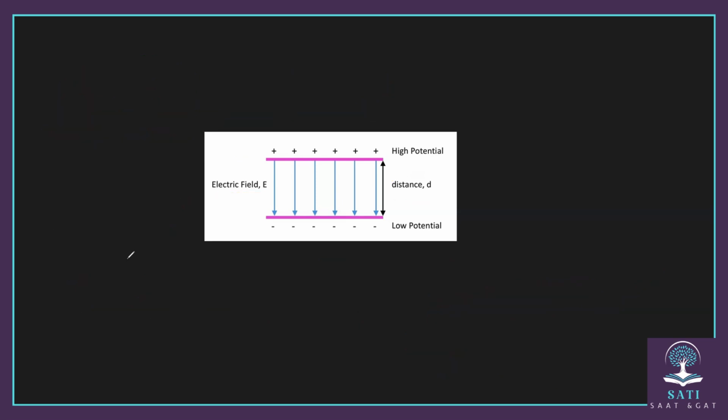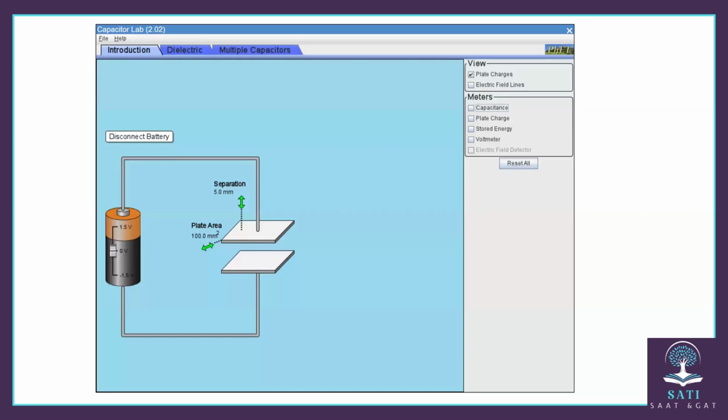Okay, what is a capacitor and what is capacity? A capacitor is two plates, a plate here and a plate here. These two plates are conductors, and between them is a dielectric material, which means an insulator. These two plates and the material between them are classified as a capacitor.